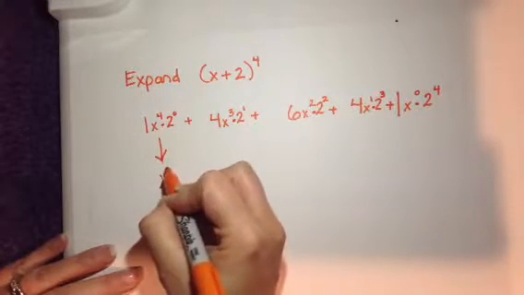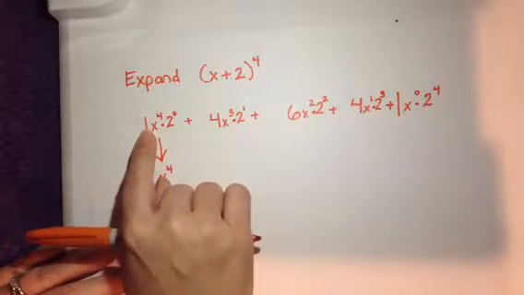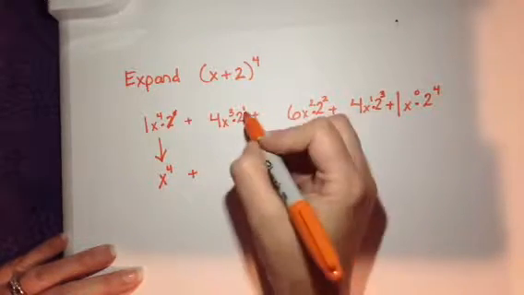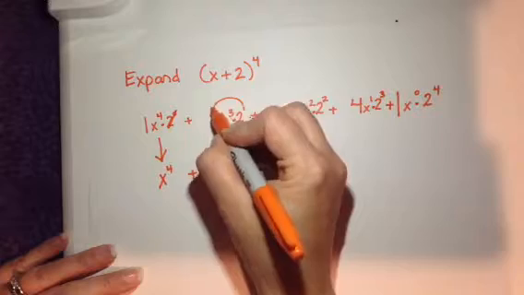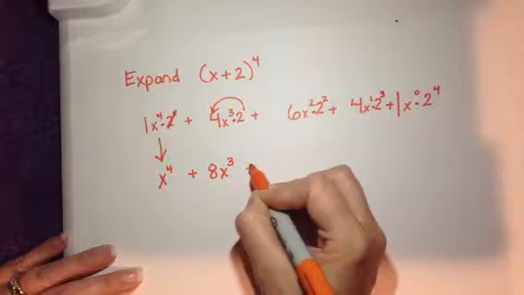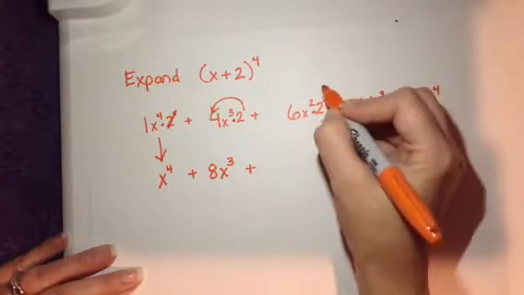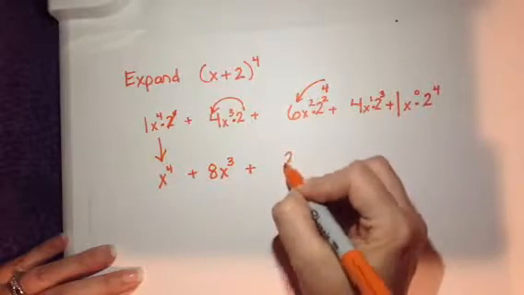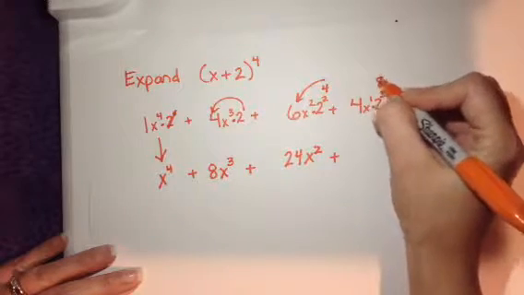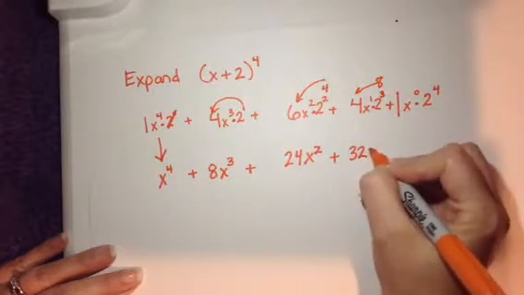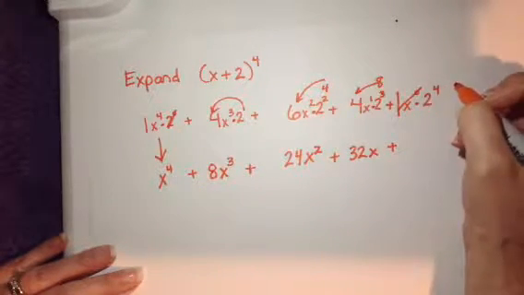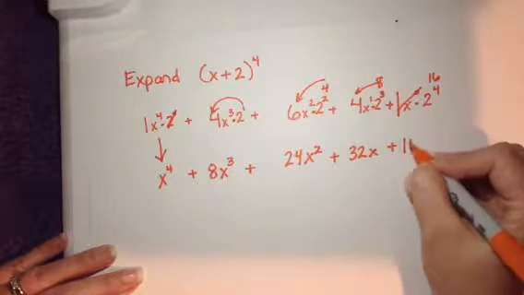This just becomes x to the fourth, because 1 times anything's 1, 2 to the 0 is 1, so it's gone. Plus, alright, so I have 2 to the first, and then I need to multiply it to this 4. So if you have constants, you need to clean it up a little bit, and then the x to the third. Plus, what's 2 to the second? Well, that's 4, and 4 times 6 is 24x squared. Plus, 2 to the third, well, that's 8 times 4 is 32x. Plus, well, 1 and x to the 0, that's gone because that's just 1. 2 to the fourth is 16, so it's plus 16.